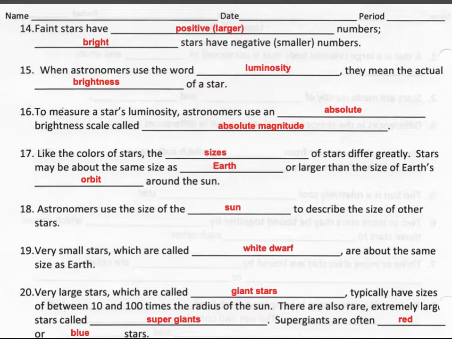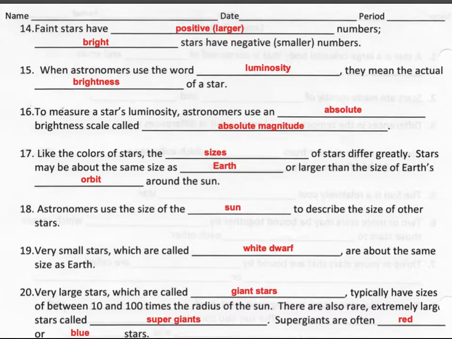Number 17, like the colors of stars, the sizes of stars differ greatly. Stars may be about the same size as the Earth or larger than the size of the Earth's orbit around the Sun. Number 18, astronomers use the size of the Sun to describe the size of other stars. Either a star is smaller than the Sun or larger than the Sun.